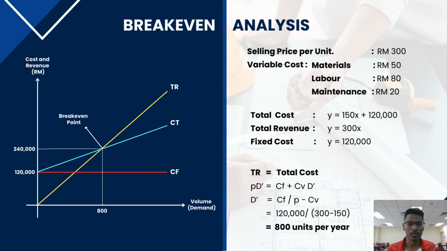To find the break-even point, we have to compare the equations of both the total revenue and the total cost graphs. By comparing them, we can get the x value, which we can call the demand. We get the value of 800 units per year, which is the number of units we have to sell to avoid any losses, but we won't get any profit from that. Thank you.